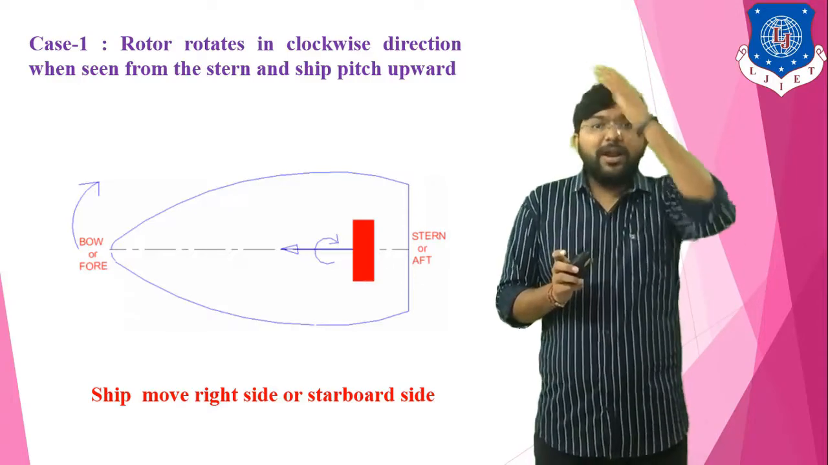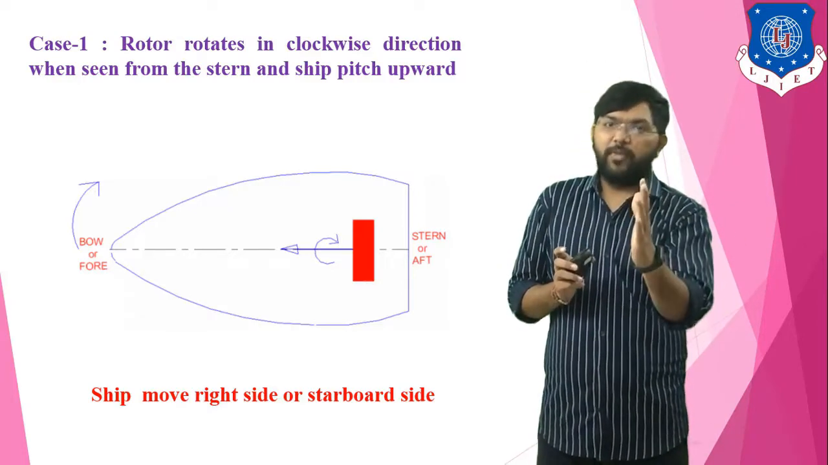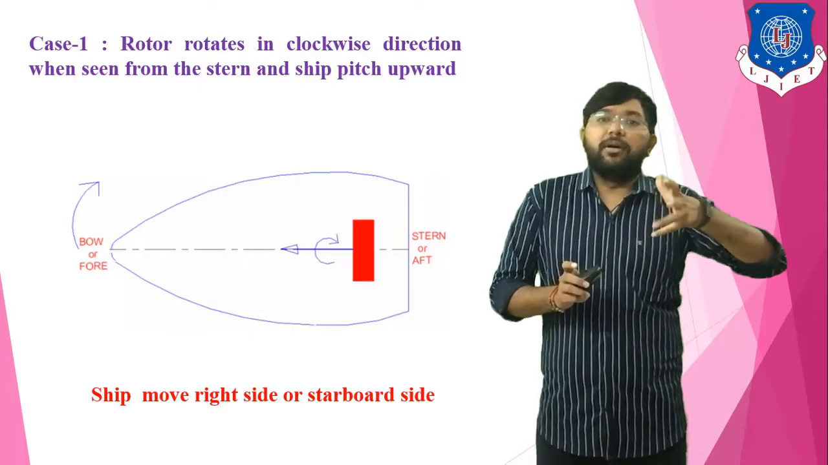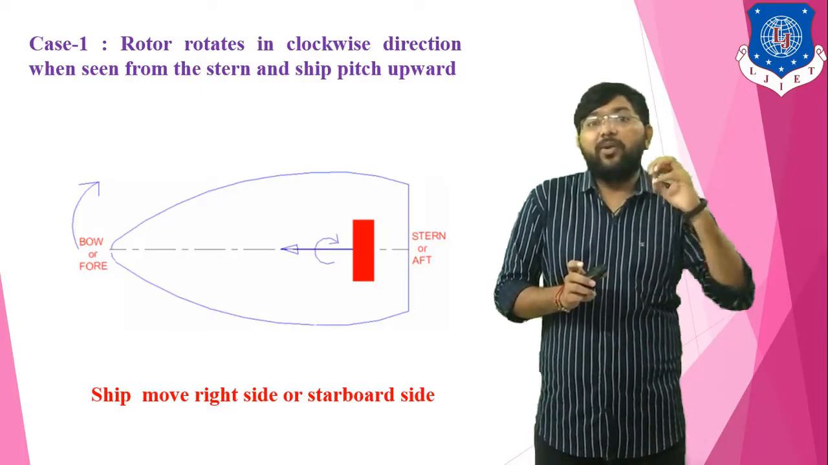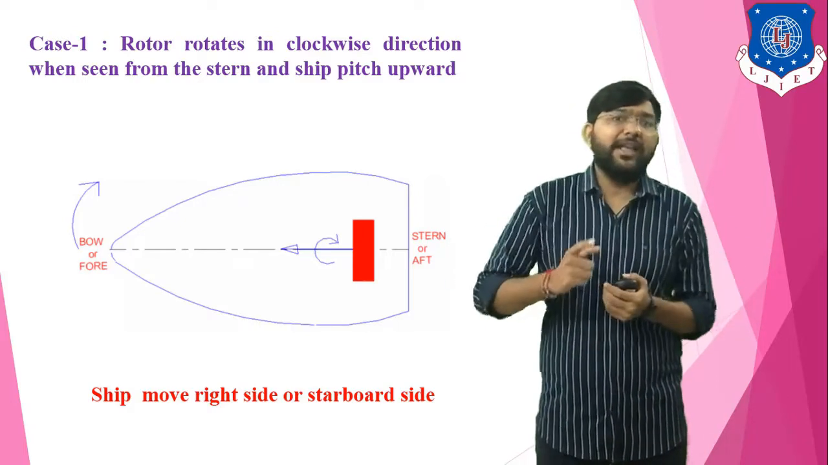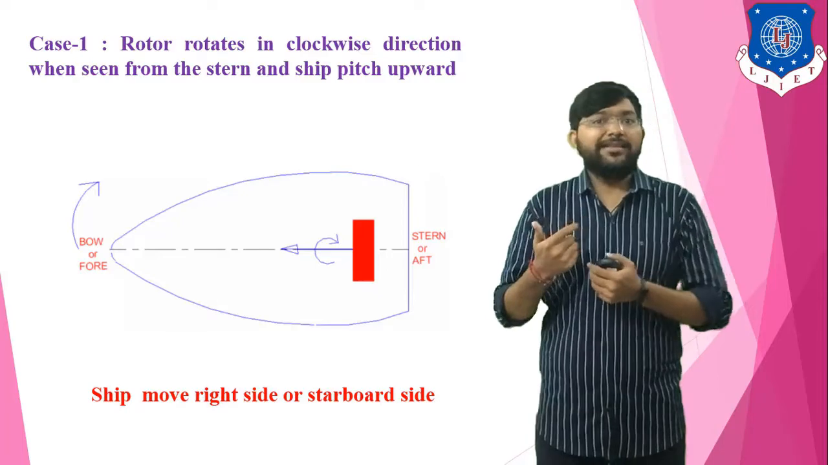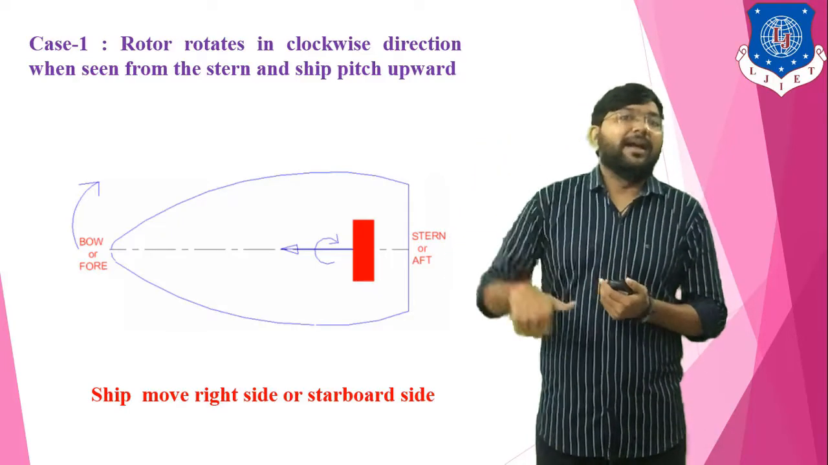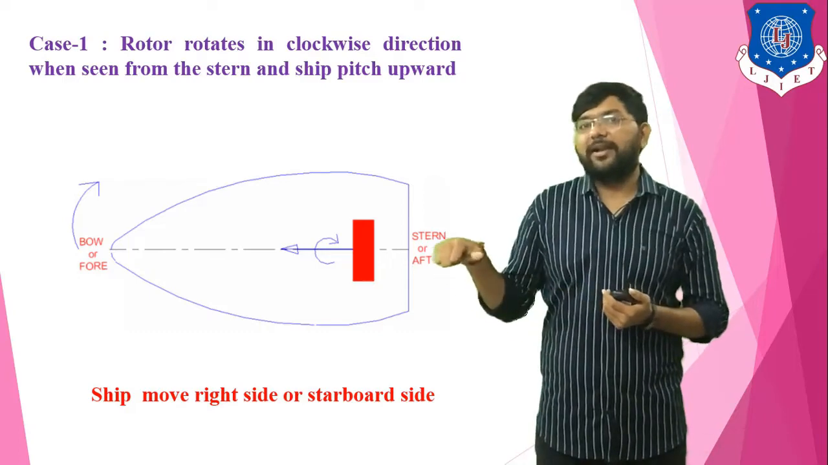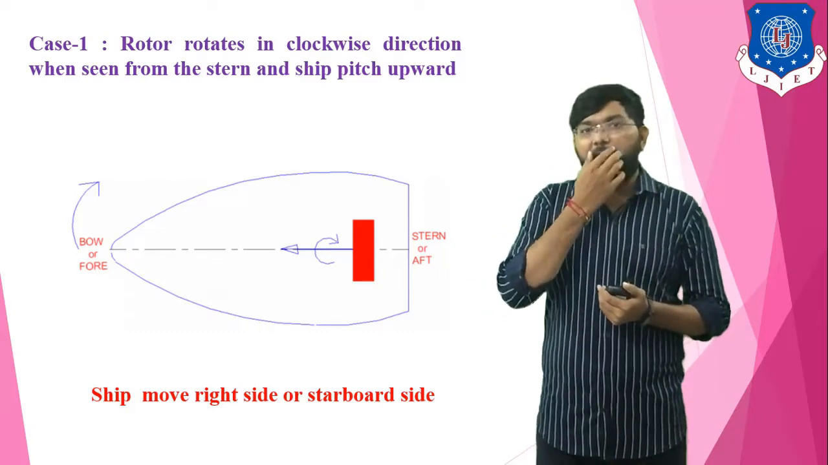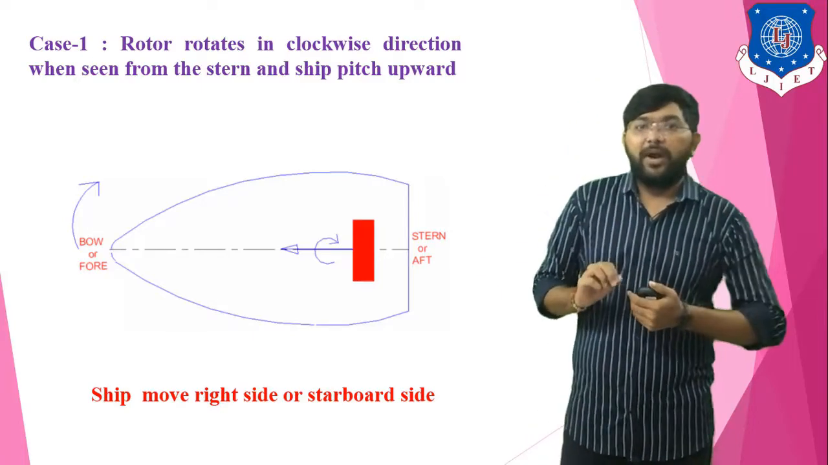When you run in a straight direction, that is linear momentum. But in this case the rotor rotates in clockwise direction, so we have to discuss angular momentum. To understand angular momentum we already discussed the right hand thumb rule: if you put your fingers in the direction of rotation, the thumb indicates the direction of momentum.